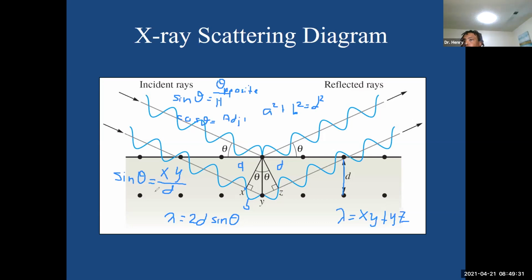Okay, so if we use this equation, or the other one where sine theta equals YZ over D, then we basically could use sine. We solve this for XY and YZ, and we end up with this, because we plug this into this equation here. So we get lambda equals 2d sine. Oops, sorry. D.